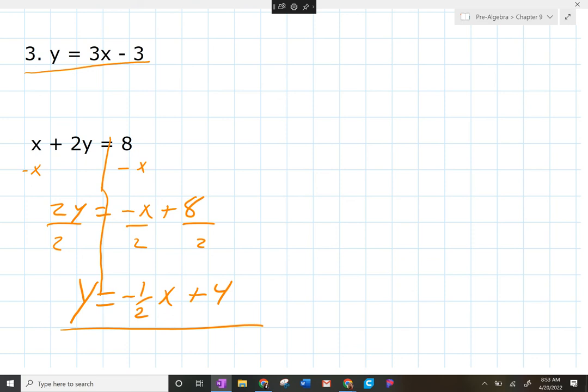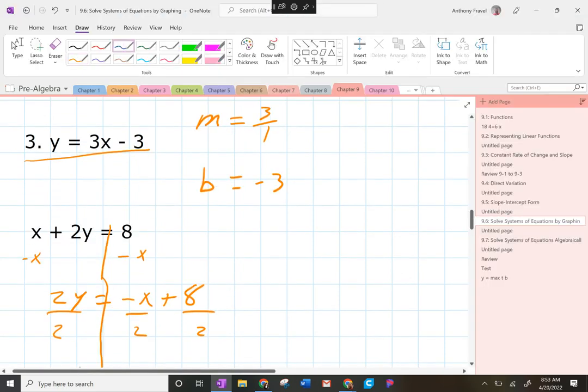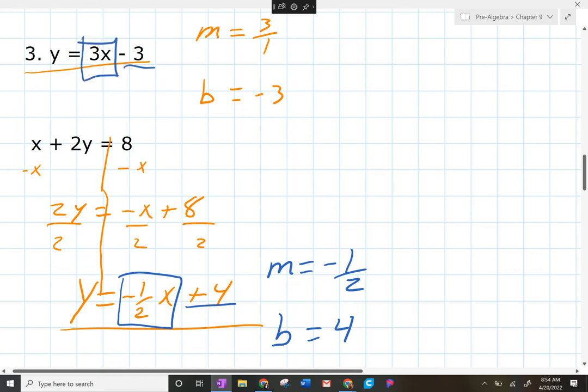All right, for anybody who's still stuck, I'm going to write down what your m and your b value should be. Okay, and then I'm going to keep on helping some people, but if you're done, just hold tight. So for the top one, my m value, my slope should be a positive 3 over 1. My b value should equal negative 3. For my second one, my m value should equal negative 1 over 2. My b value should be 4. Again, I'm looking at this part here, and this part here. If you're struggling with the m's and the b's, that's where they came from.